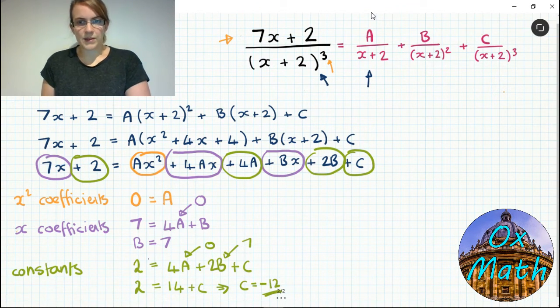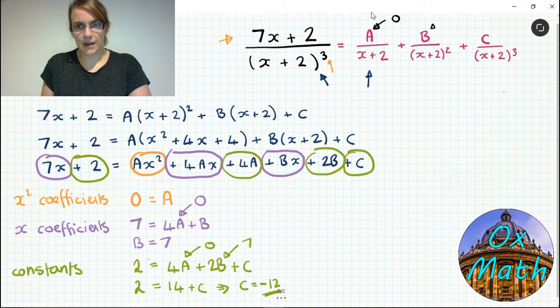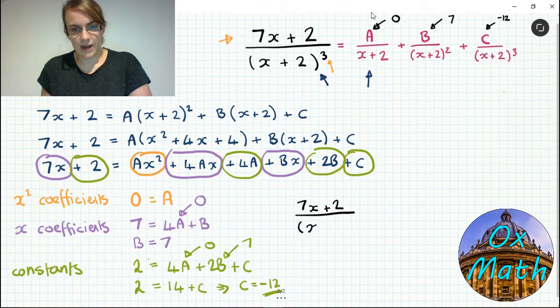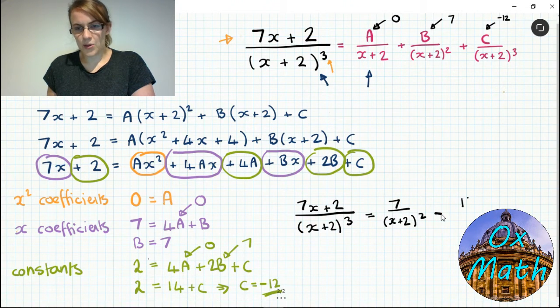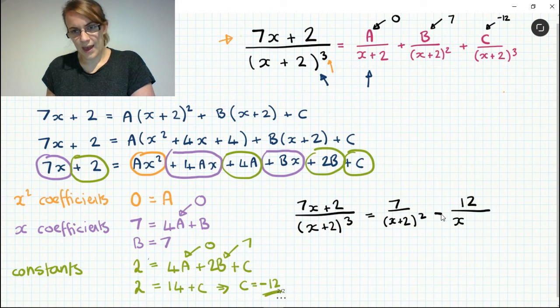So if we go back to our original partial fractions, we know that a is going to be 0. So this whole term is going to disappear. B is going to be 7 and c is going to be minus 12. So my final answer is 7x plus 2 over (x plus 2) cubed is actually equal to 7 over (x plus 2) squared minus 12 over (x plus 2) cubed.